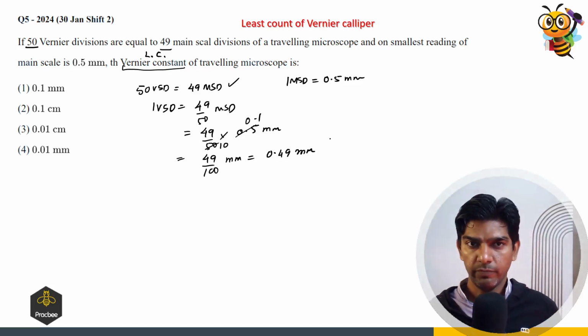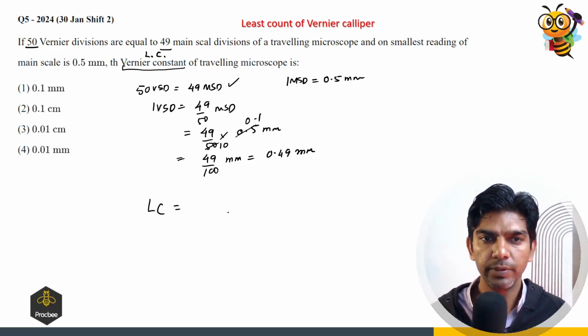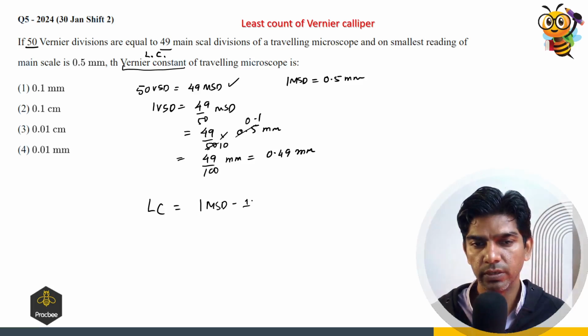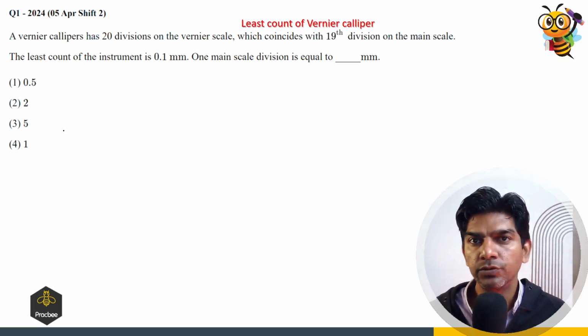Now we have one Vernier scale division, and we know one main scale division. So the least count, or Vernier constant, will be one main scale division minus one Vernier scale division. So 0.50 minus 0.49, so that will be 0.01 millimeter. So option 4 is the right answer. Another question based on least count.